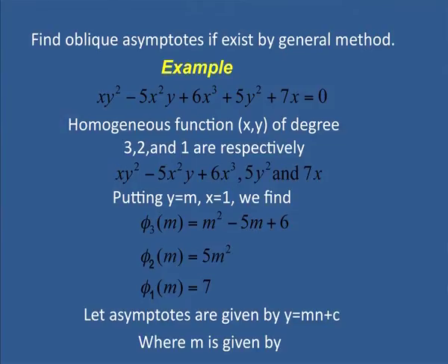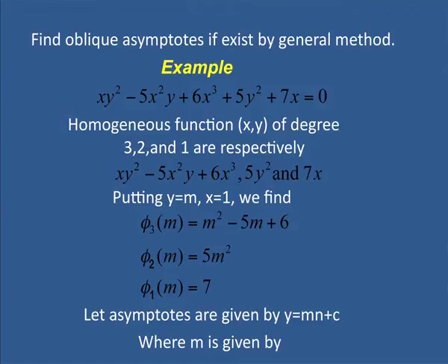For example, xy square minus 5x square y plus 6x cube plus 5y square plus 7x is equal to 0. This is a homogeneous function of x, y of degree 3, 2 and 1 respectively. x y square minus 5 x square y plus 6 x cube are the terms of degree 3, and the second degree term is 5 y square, and the single degree term here is 7 x.